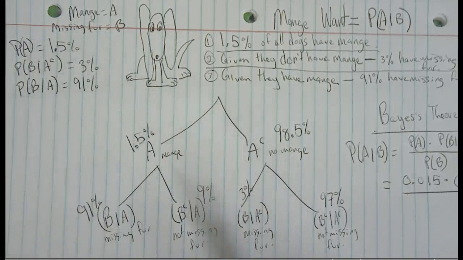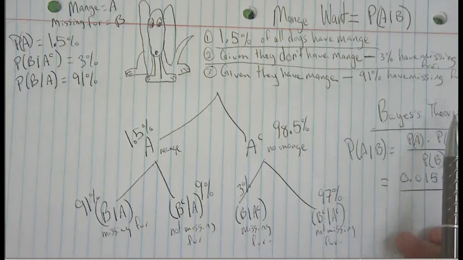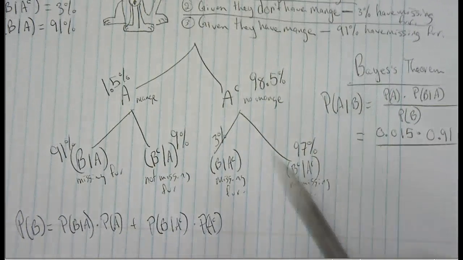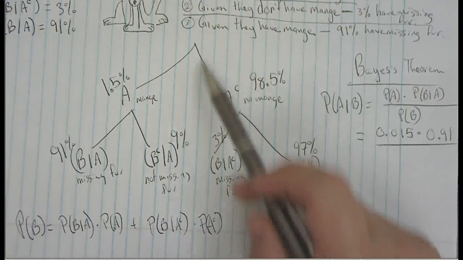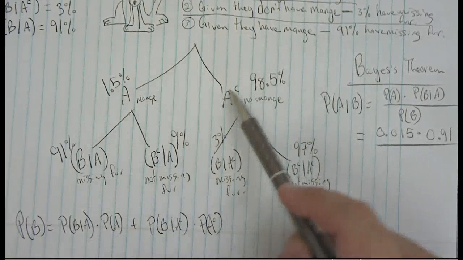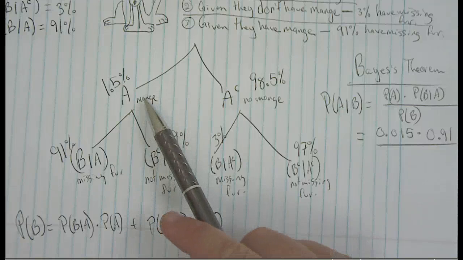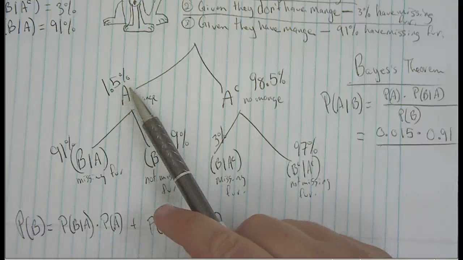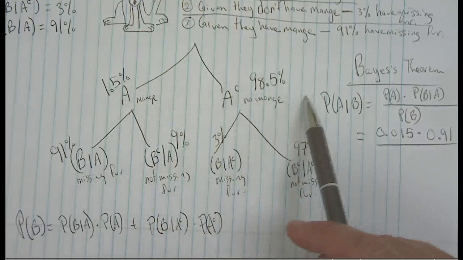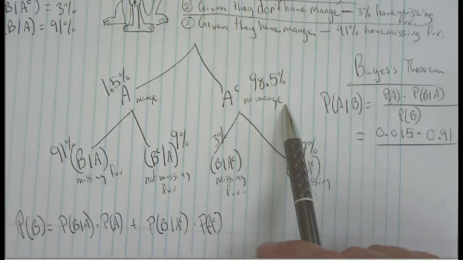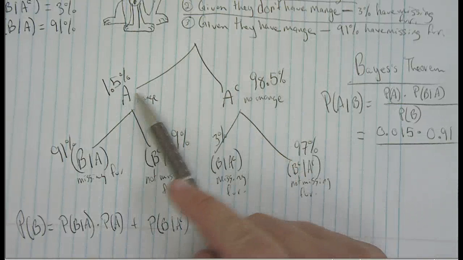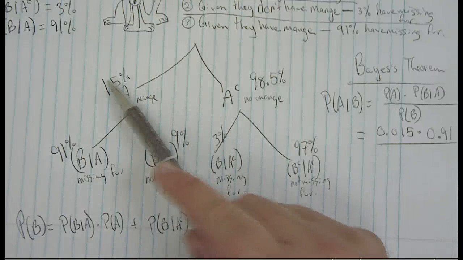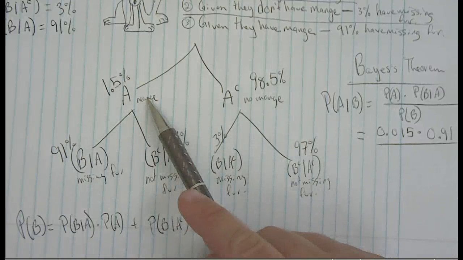I put them in here like this. I made my decision tree, okay? So my decision tree looks kind of like this. Now, whenever you have a decision tree and you split things out, or an outcome tree, or whatever you want to call them, the two outcomes, when you split it two ways, they have to add up to 100%. And if you split it more than two ways, they still have to add up to 100%. So either they have mange or they don't have mange. Well, we know that of all dogs, 1.5% have mange, right?